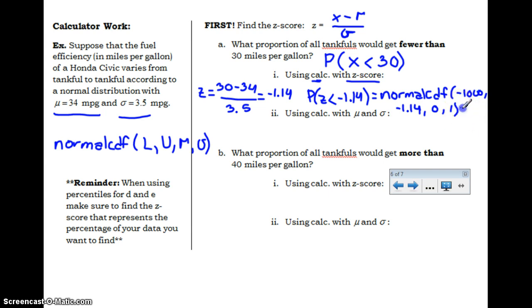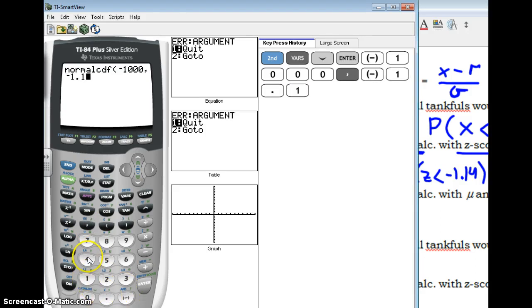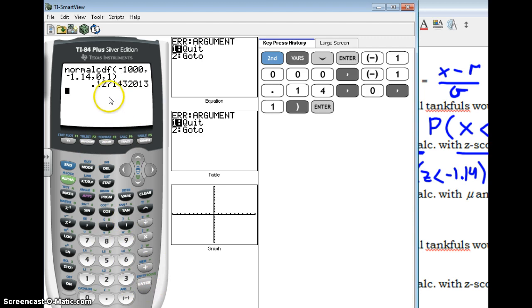Okay, so what probability do we get? Let's go back to our calculator. I'm going to put in the negative 1,000, comma, my z-score, negative 1.14, comma, the mean of z, which is 0, and the standard deviation of z, which is 1. Okay, and I get 0.127, which is really about 12.7%.